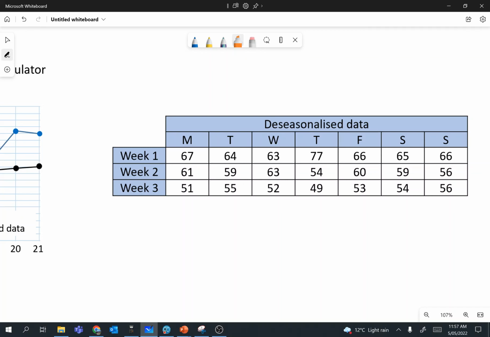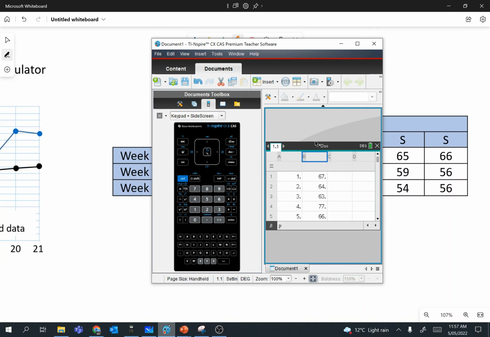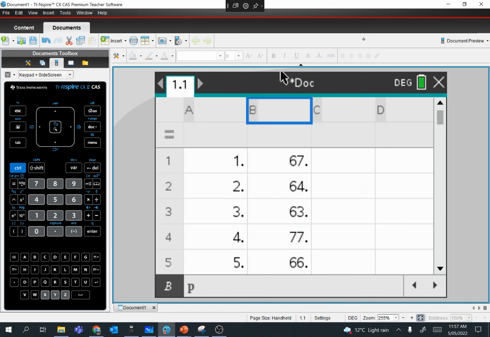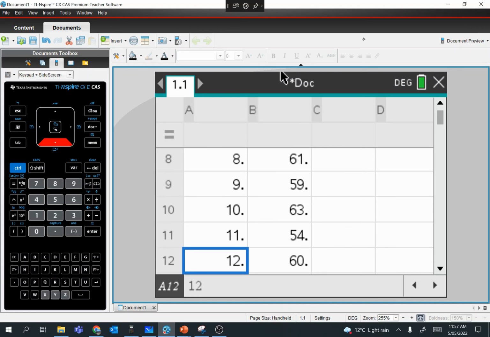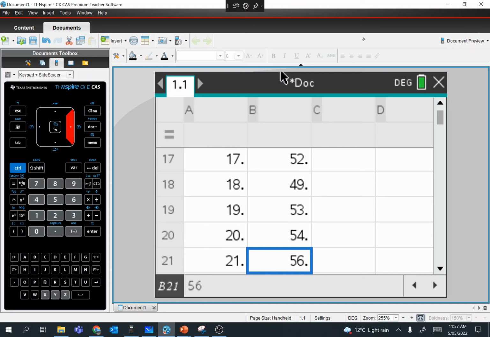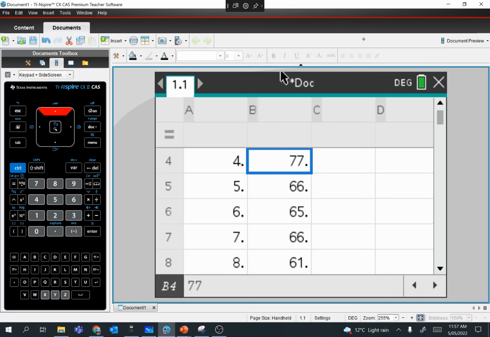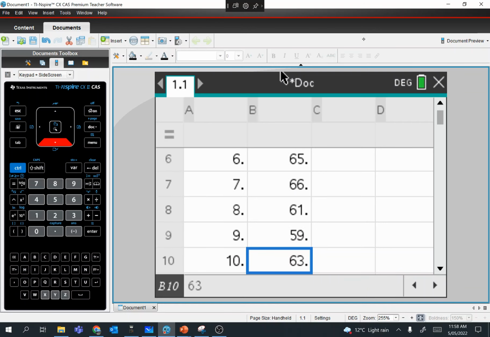So I've entered it into the calculator over here. Right, so you can see that in this list here we've got the number of days. So list one will put all those days, it goes for 3 weeks up to 21 days, and then alongside that I've entered the data in each row from that table, but it all goes into one column.